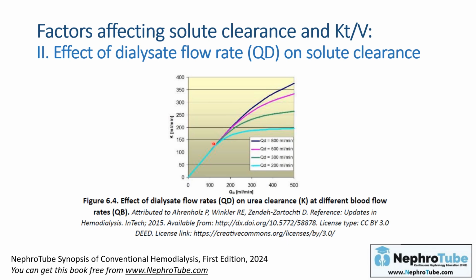So again, increasing the dialysate flow rate will increase the clearance, but the relation between them is not linear. There is a plateau at the end. And there is not much increase in clearance between the dialysate flow rate of 800 and 500.